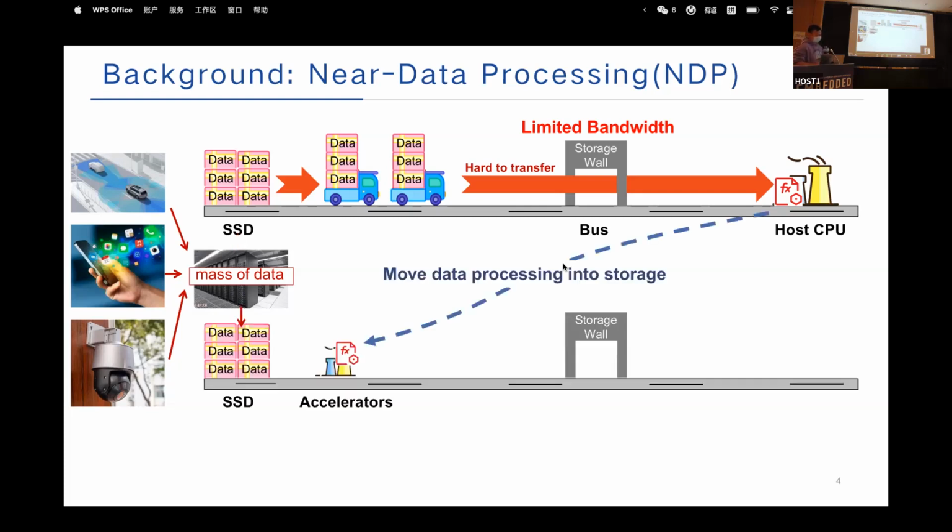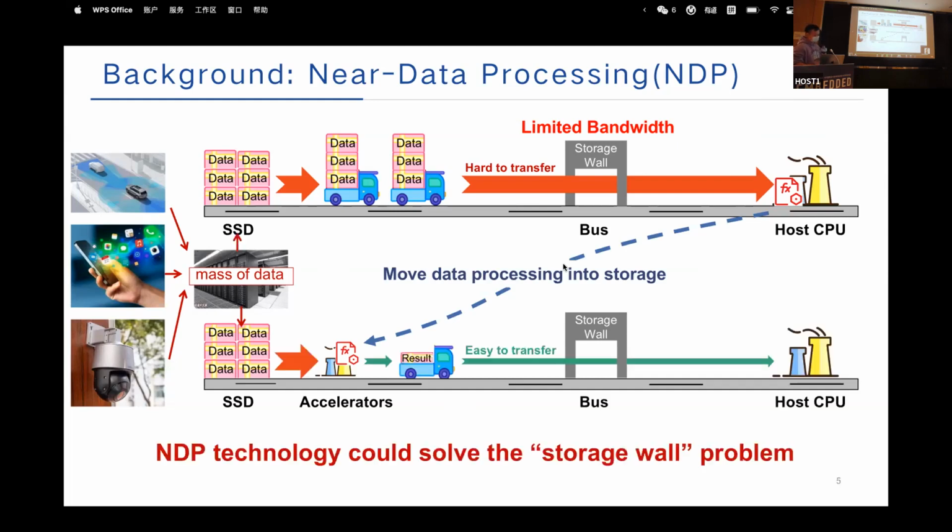So a solution to the storage wall problem is to move data processing functions into the storage, which we call near data processing, NDP, technologies. With the help of the accelerators inside the SSD, the data that needs to be transferred to the CPU can be processed before transfer to the CPU, which can reduce the data volume greatly. So NDP technology could solve the storage wall problem.